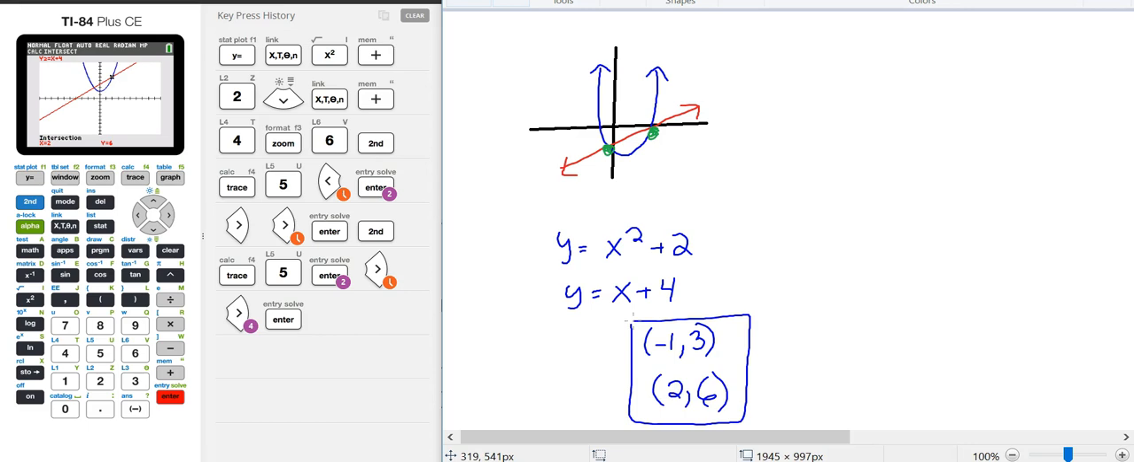You might also have two other functions. You might have a radical function and an absolute value function, and you'll be asked to find where these two graphs intersect. And you would, of course, solve it the same way. On your calculator, you would use the intersect command in the calc menu, and you would be able to find where this intersection is.